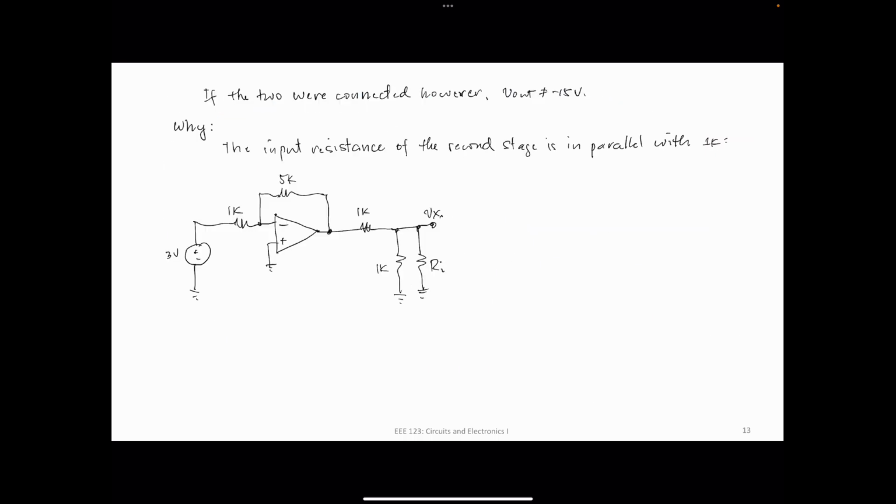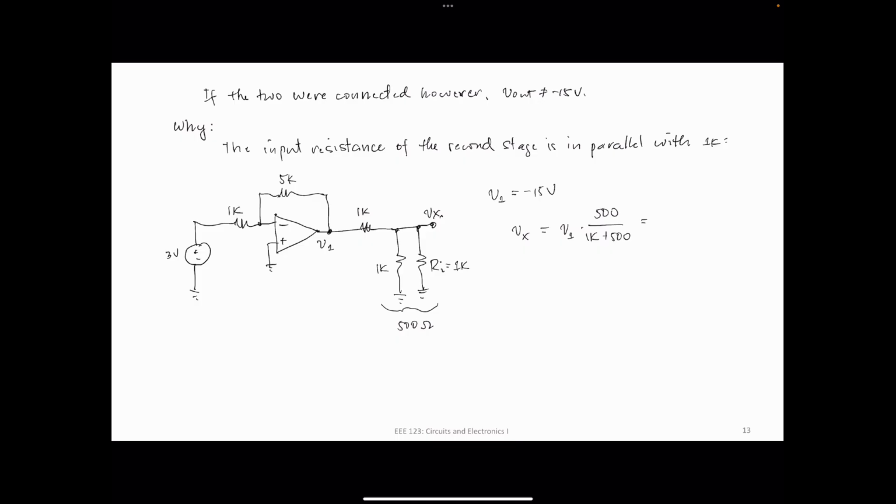Now we already know that V1 is equal to minus 15 volts. Okay, so what is Vx going to be? The parallel combination of these two, this is Ri equal to 1K, this is 500 ohms. Okay, so what is Vx? Vx is now going to be V1 times 500 over 1K plus 500. Okay, so that's what's going to happen.